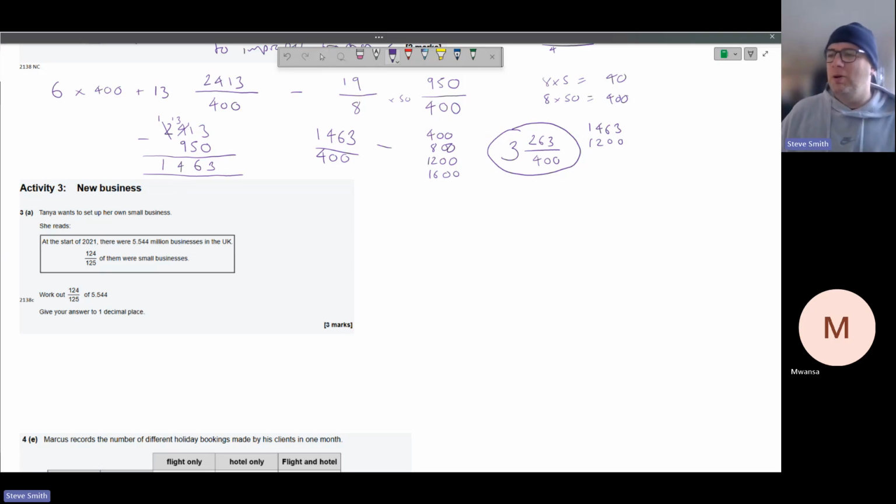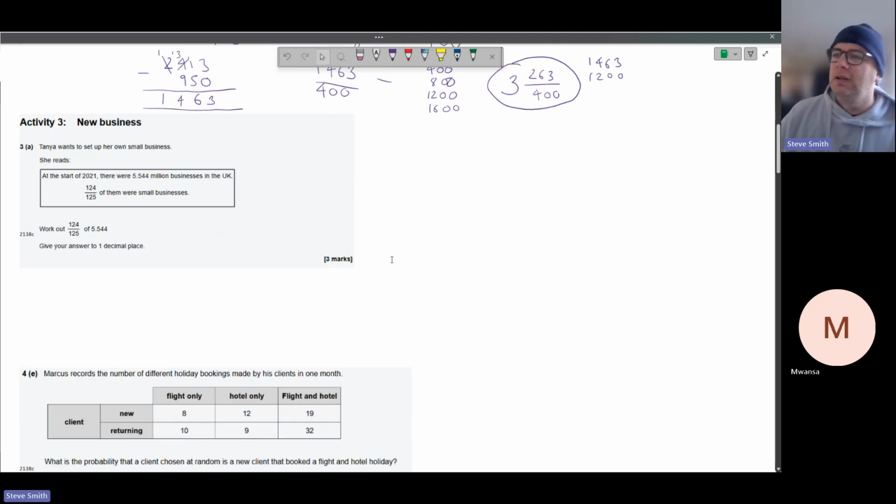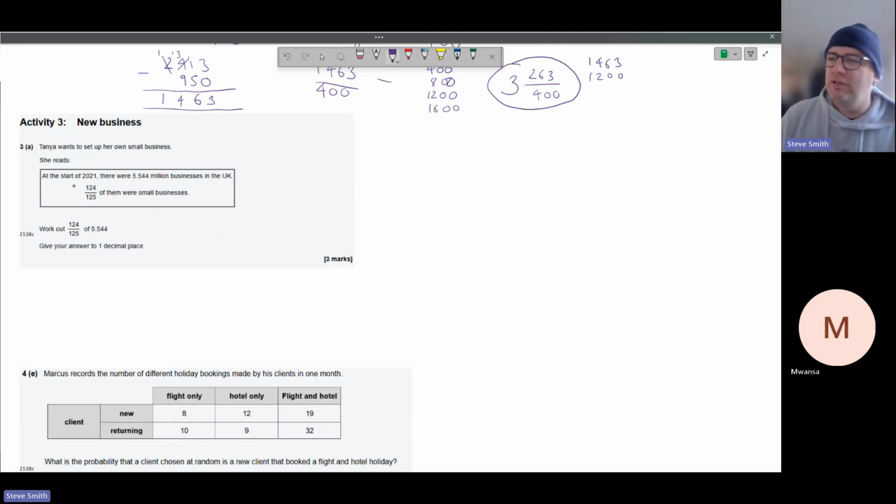Tanya wants to set up her own small business. She reads that, let me just scroll that down a little bit. She reads that at the start of 2021, there were 5.544 million businesses in the UK. 124 out of 125 of them were small businesses. Work out 124 125ths of 5.44. Give your answer to 1 decimal place. So that's the important bit, 1 decimal place.